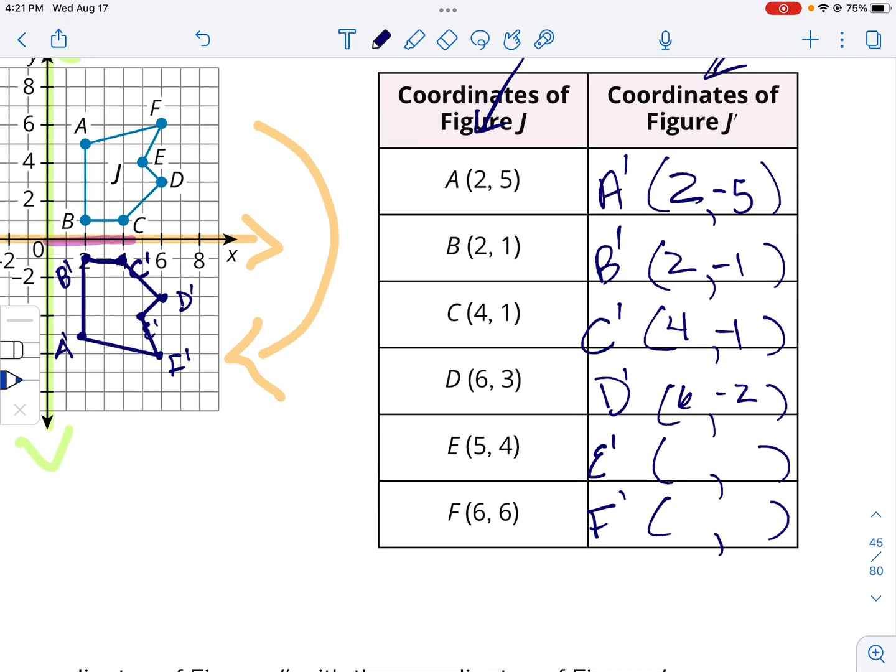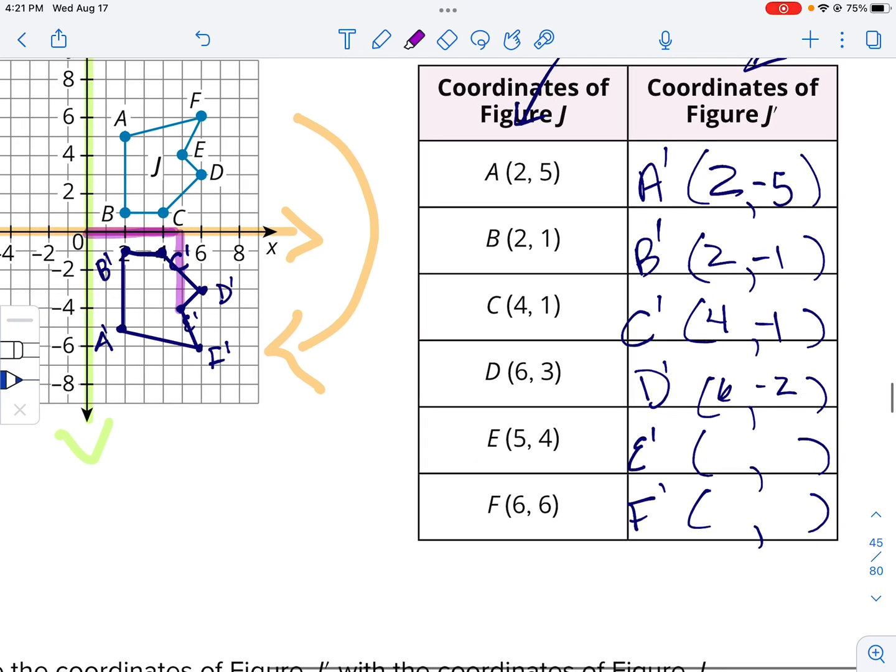Okay, then E. I go to the right 5 and I go down 4. 5, -4. And last but certainly not least is F. So I go to the right 6 and I go down 6. So 6, -6.